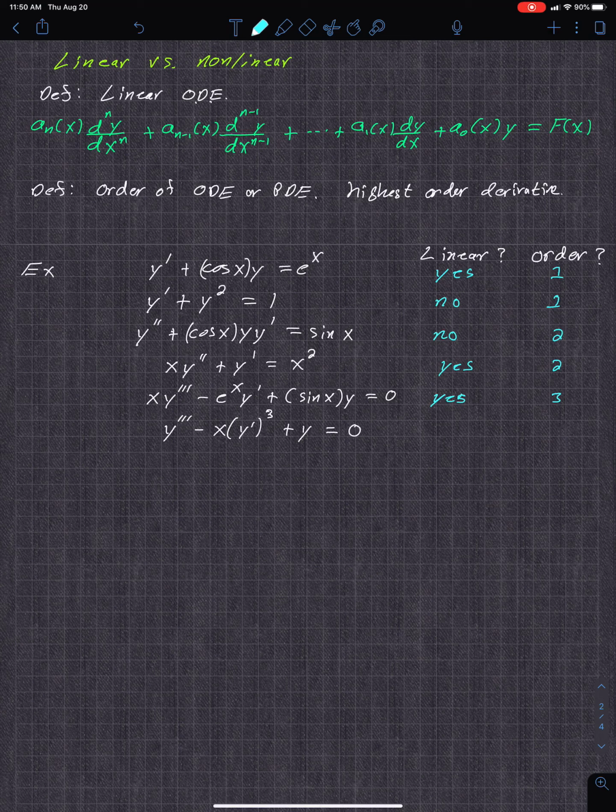And this one has y prime, y, and y triple prime. But the problem is this guy right here, the cube. When you cube that, it's not the form above. You can't have one of these up here cubed. It has to be just sitting by itself. So this is a no. Let me finish this before I go on to my next thought.